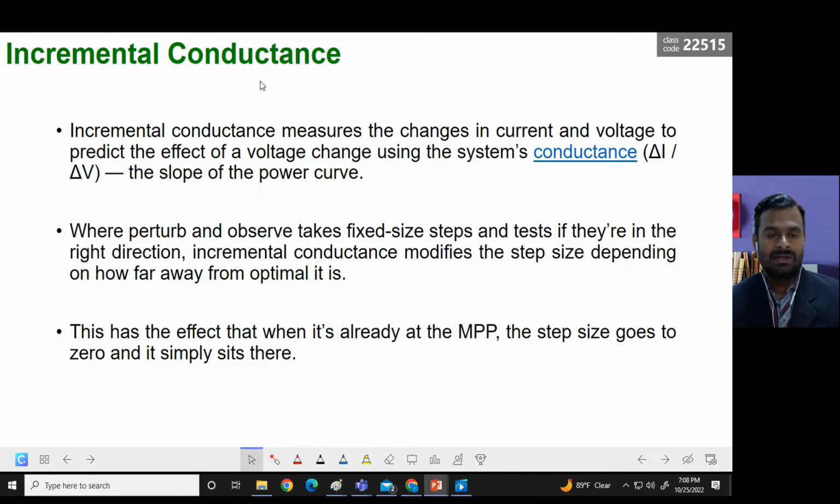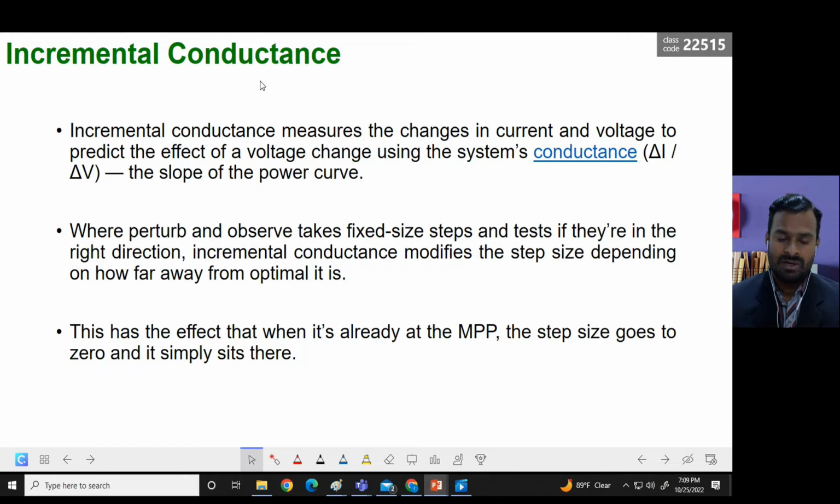Now the incremental conductance method. The drawback of the previous one, the perturb and observe method, is that the maximum power point keeps oscillating. It will oscillate, so the efficiency of this system is a bit lesser. If you want to decrease the oscillation so that you increase the efficiency, they go for the incremental conductance method, where they see the rate of change of current with respect to the rate of change of voltage.